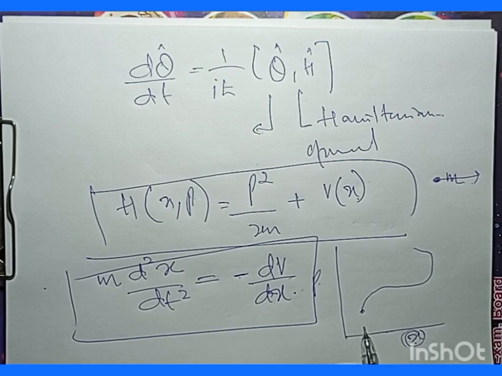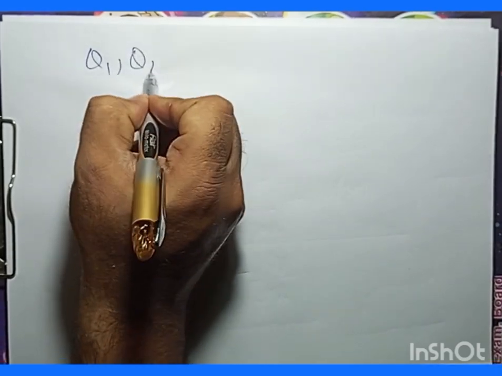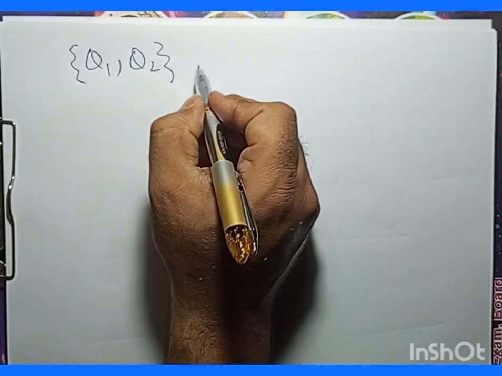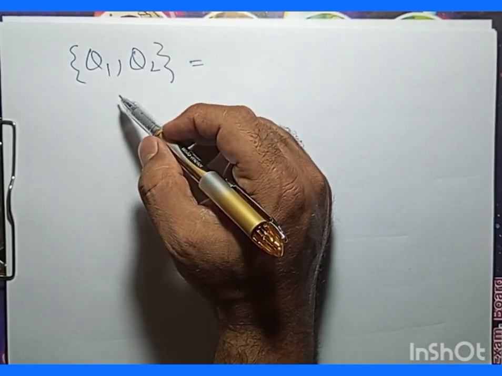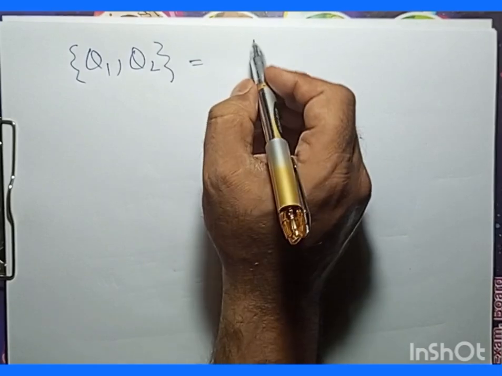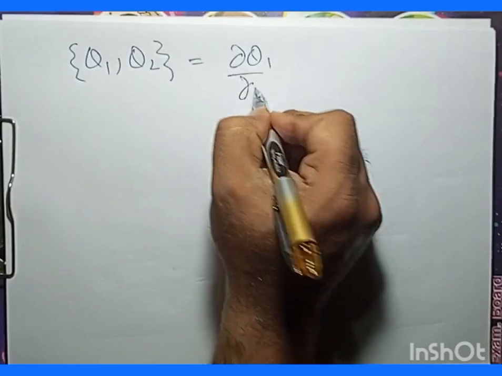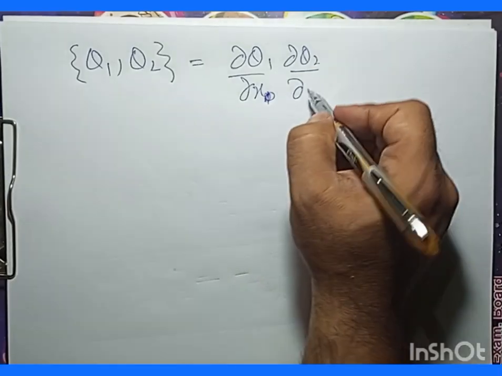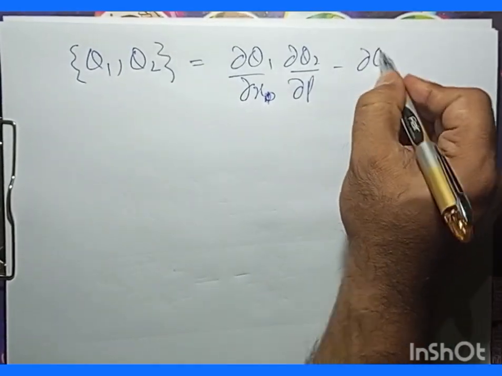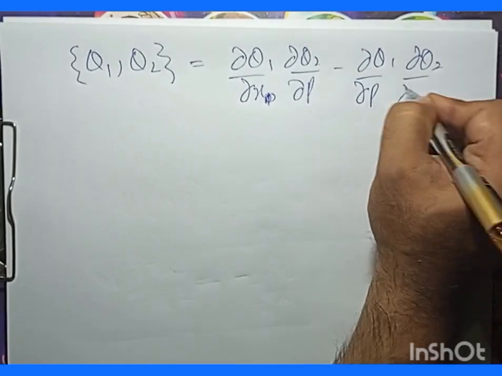Now let's choose two quantities, say Q1 and Q2, and I have the Poisson bracket of Q1 and Q2, where Q1 is a function of the position, and Q2 is a function of the momentum. Then we can write this Poisson bracket as dou Q1 by dou x, dou Q2 by dou p, minus dou Q1 by dou p, dou Q2 by dou x.